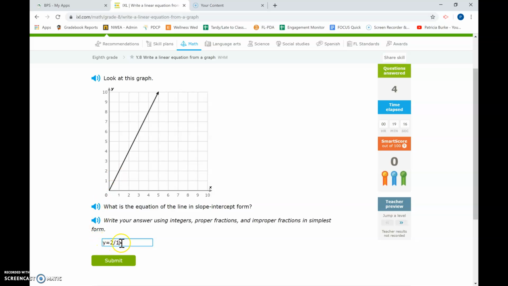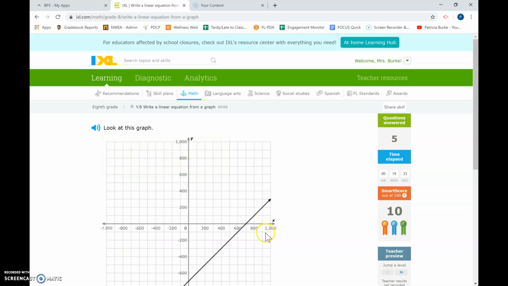Well, now we have 2 over 1. Well, any number over 1 is just that number. This is 2 over 1, so you have 2 wholes. So we can get rid of the over 1, and now we have y equals 2x. All right.